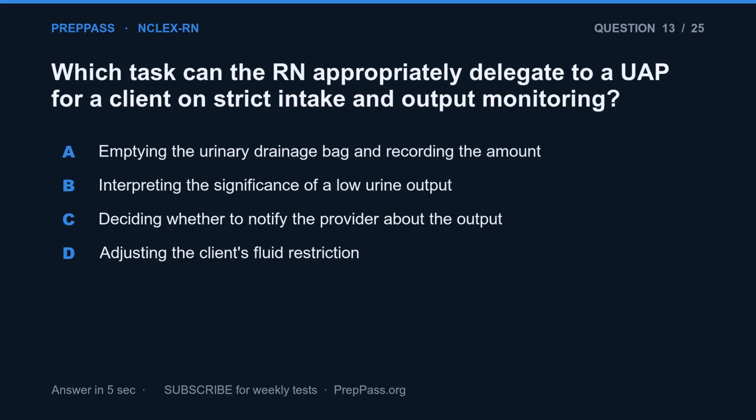Question 13. Which task can the RN appropriately delegate to a UAP for a client on strict intake and output monitoring? A. Emptying the urinary drainage bag and recording the amount. B. Interpreting the significance of a low urine output. C. Deciding whether to notify the provider about the output. D. Adjusting the client's fluid restriction.